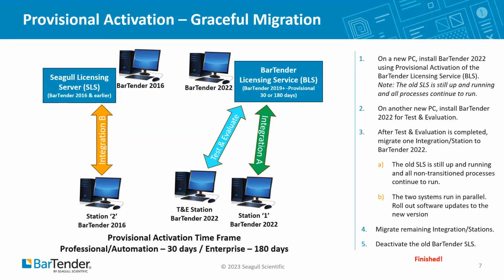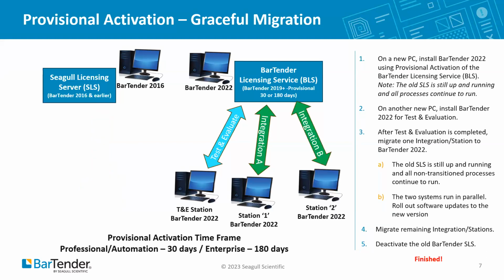Again, the old SLS is going to still be up and running, and there will be no processes that are going to end in the meantime. The two systems are going to run in parallel, and you're going to roll out the software updates on the new version as needed. Once this installation is up and we've proven that it's going to work in the way that you want, we'll move the secondary integration over as well, repeating the process of the first. And then after we see that the second is also going to work properly, at that point, we shut down the Seagull licensing server, and you're now fully moved over from the 2016 and earlier version over to BarTender 2022.